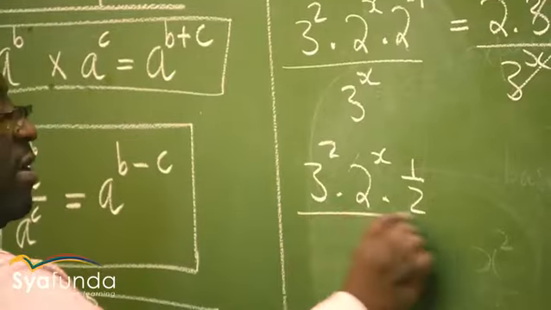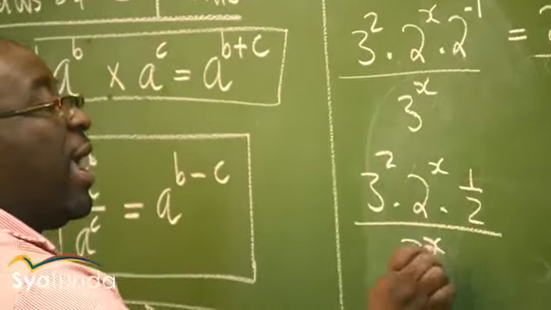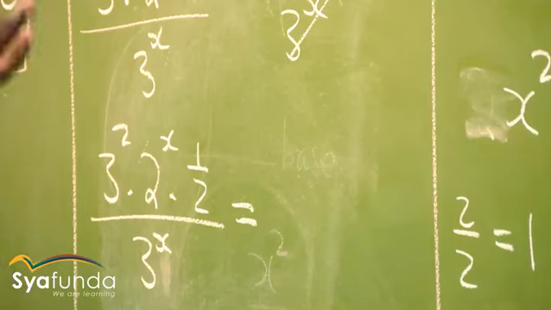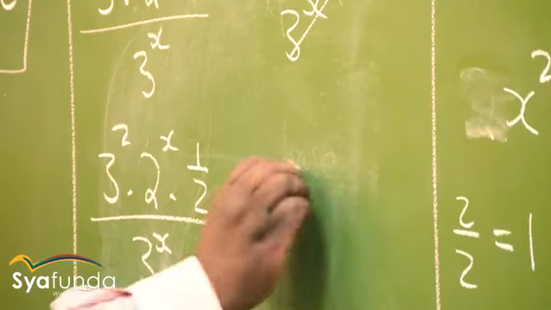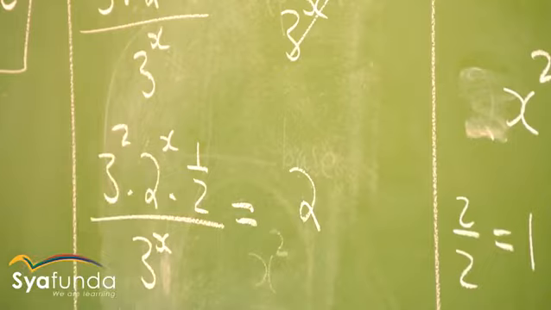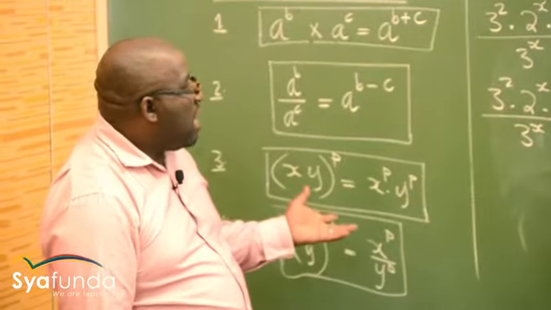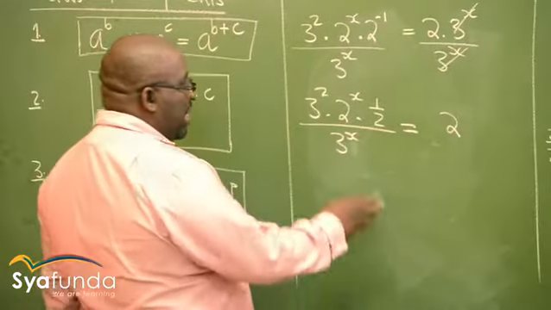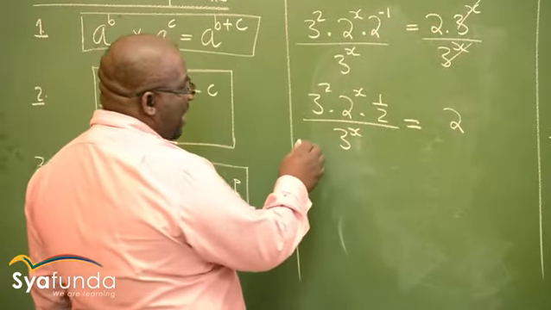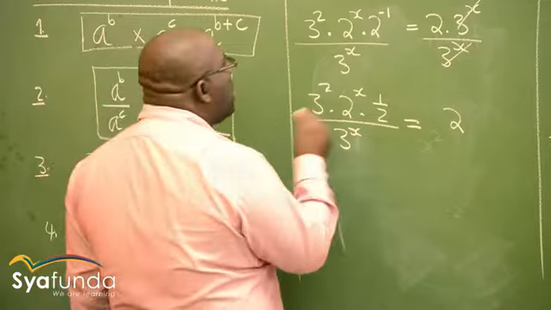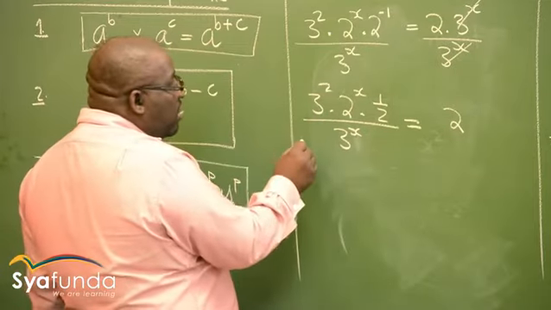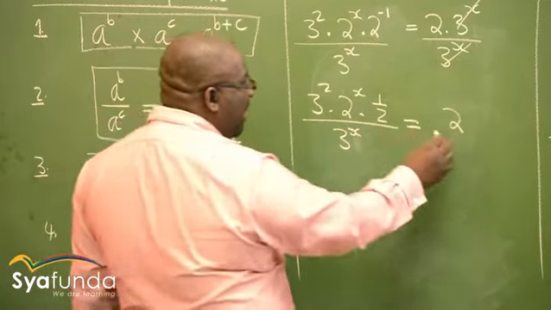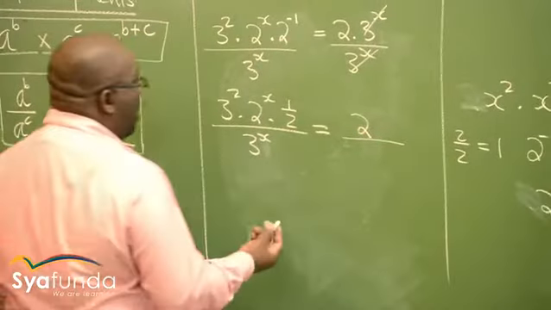Right, this is all over 3 to the power x. What do we have on the other side? We've got 2. Let's work this out. I want to divide by 9 on both sides. If I want to get rid of this one, I've got to divide by 9 on this side and divide by 9 on that side.